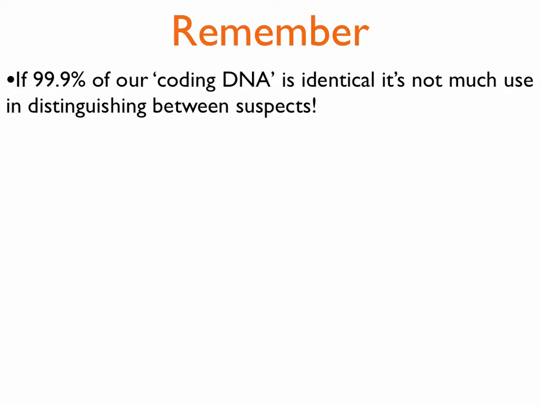Remember, 99.9% of our coding DNA is identical, so it's not much use in distinguishing between subjects. We've already discussed that if we looked at the genes, the coding regions in every human being, we would find that we have the same coding regions, and that's why we're of the same species. We are what our DNA codes for, if you like. So it's no use looking at those parts of the DNA code, because all it would tell us is that we have a human being, of which there are 6.5 billion subjects in a criminal investigation.